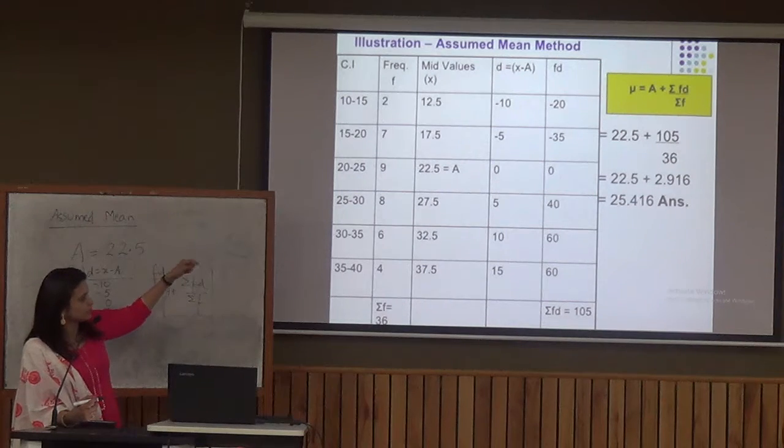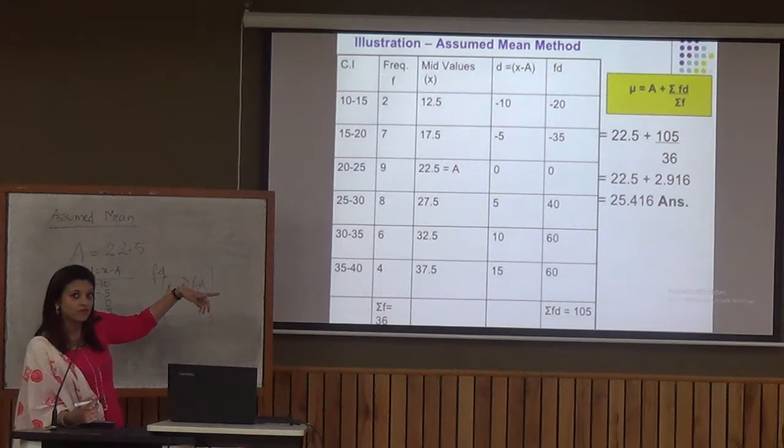Minus 10, minus 5, 0, 5, 10, 15. Yes, you got that right. They are all multiples of 5. And where has this 5 come from? If you observe, it is the class size.